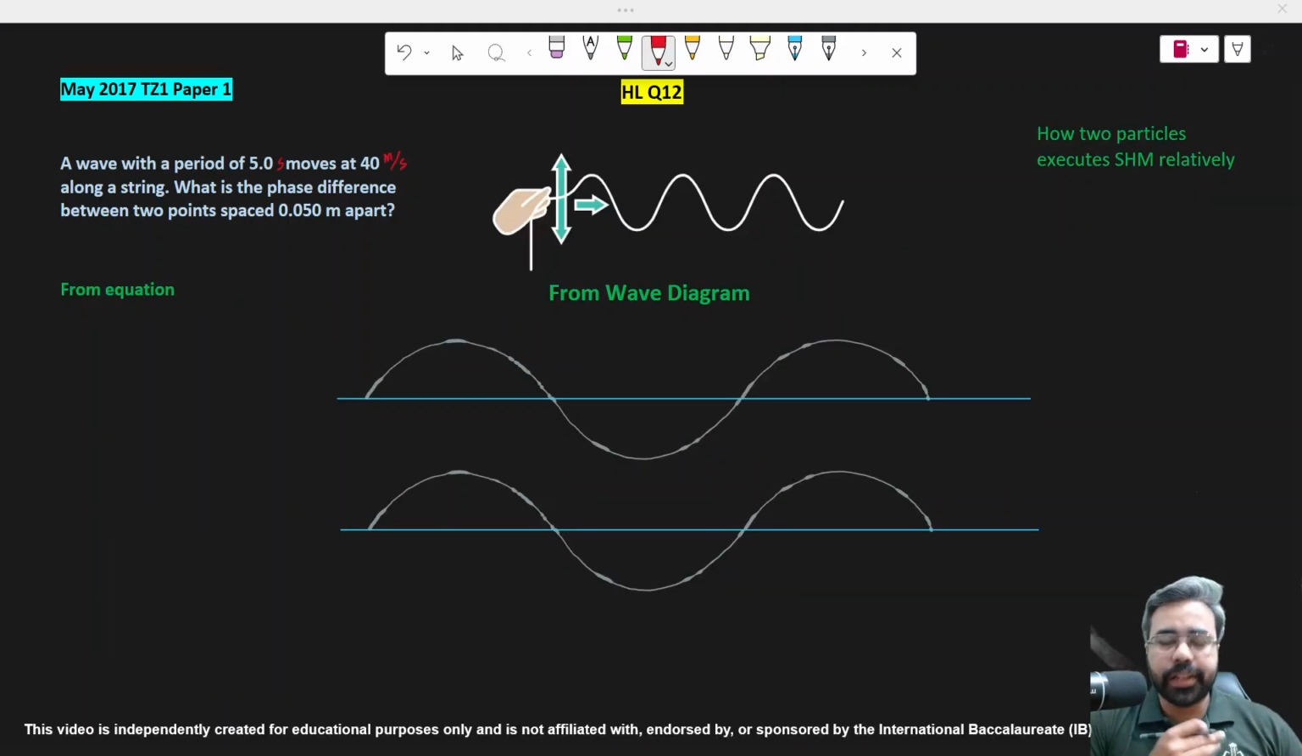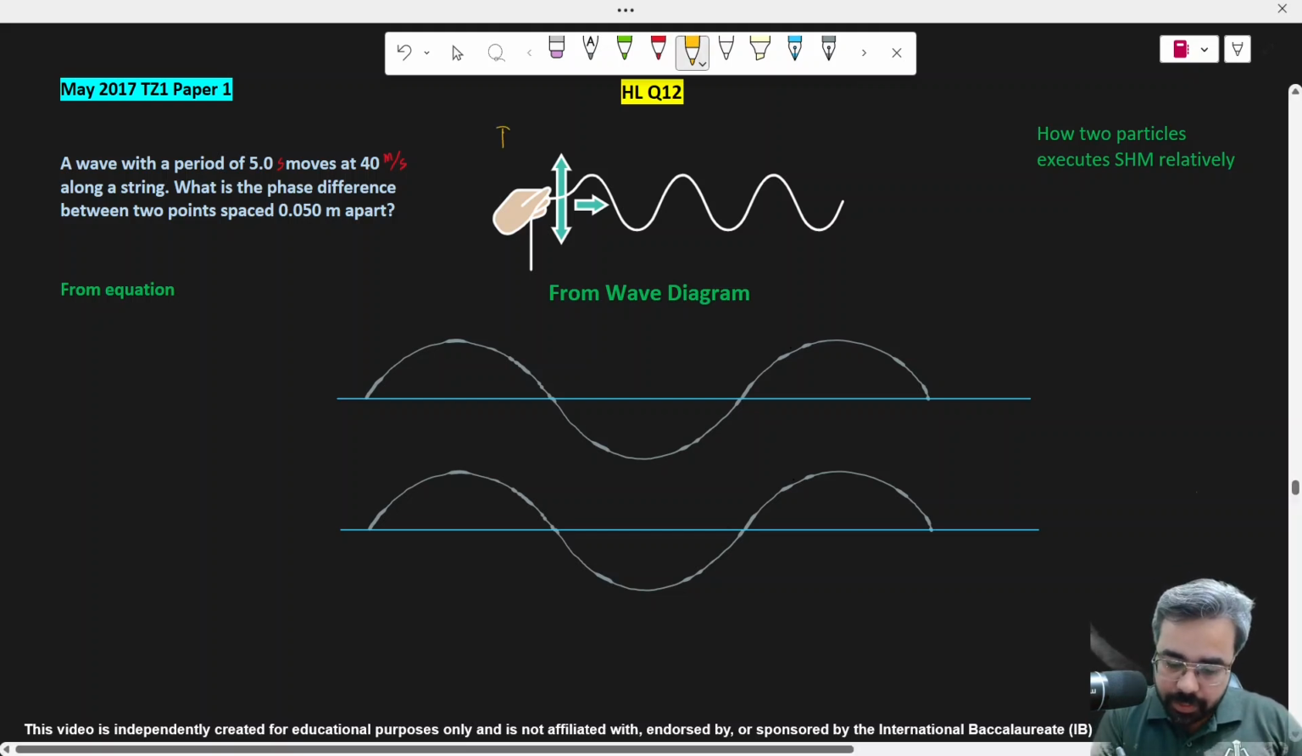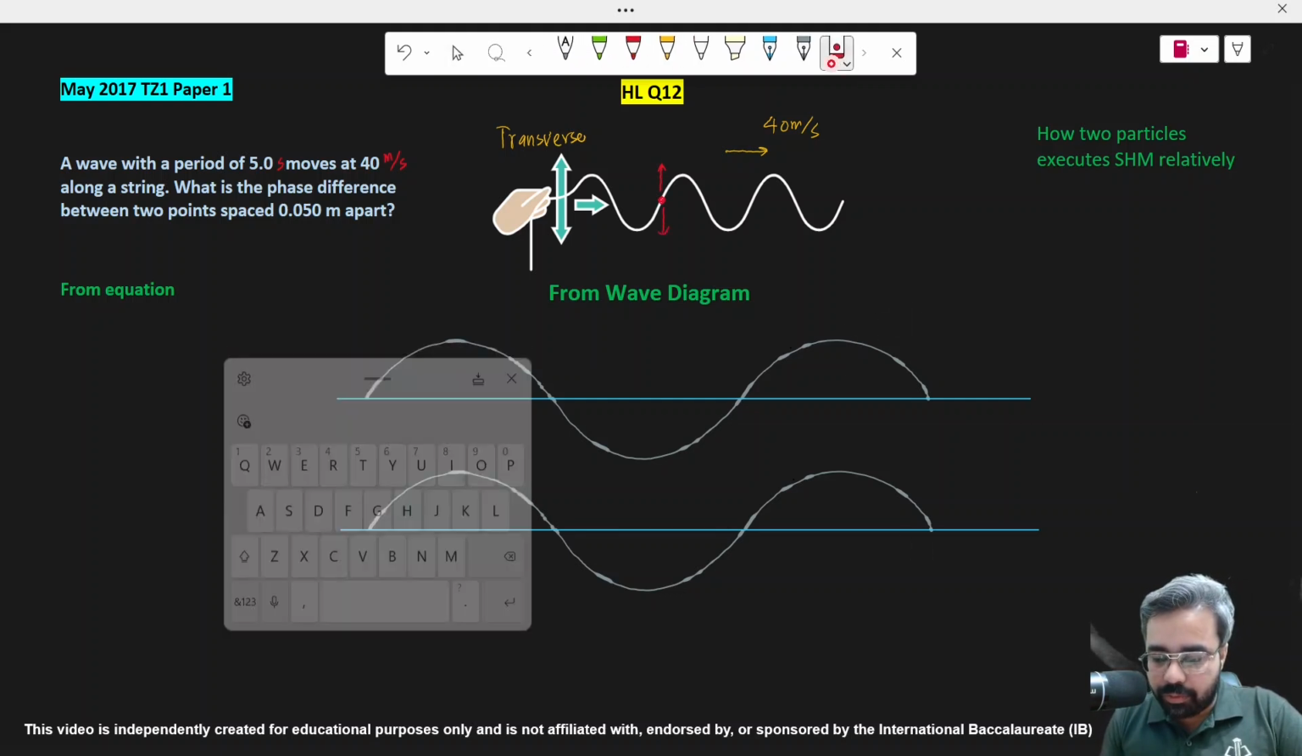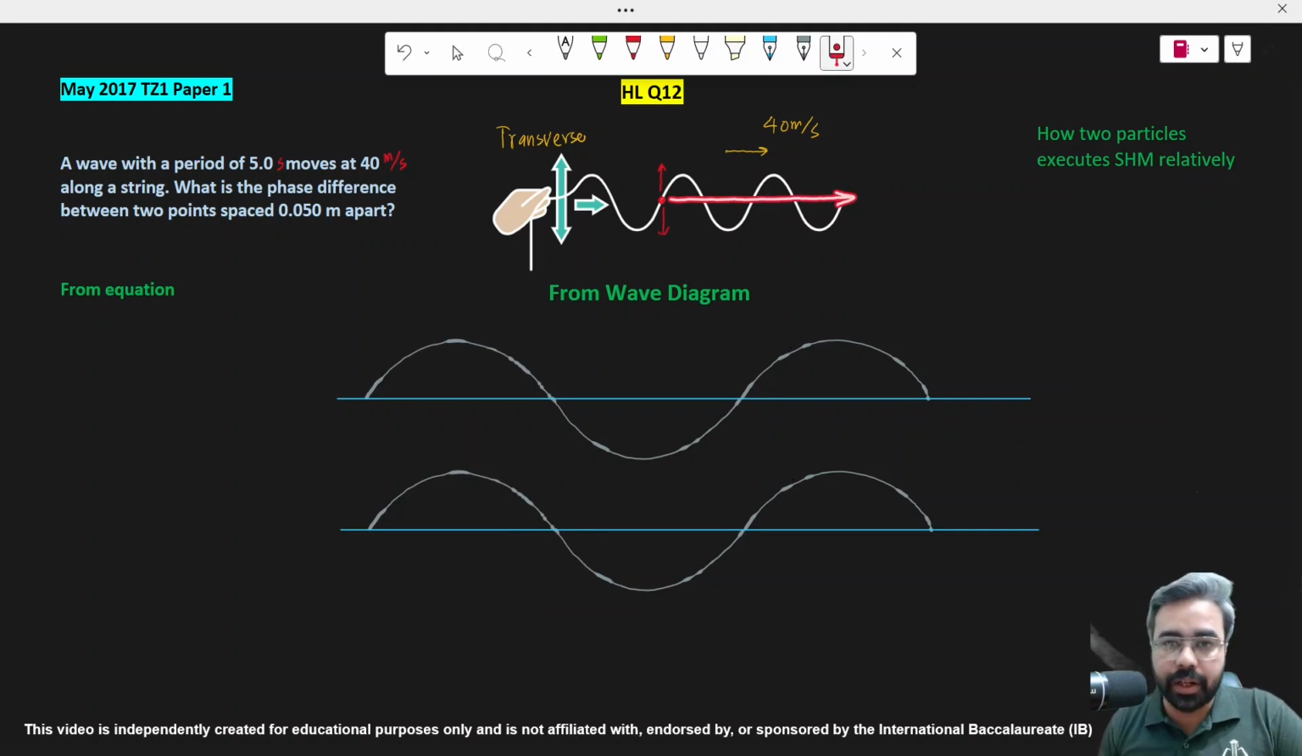Hi, this question is about the traveling wave in a string, which is transverse in nature, because if you see from the diagram, the string is vibrated by moving it up and down, so that a wave will travel with a speed of 40 meter per second in this direction. Each and every particle of the medium will execute this motion up and down, whereas the wave is going to travel in a forward direction, just like you see in the diagram.